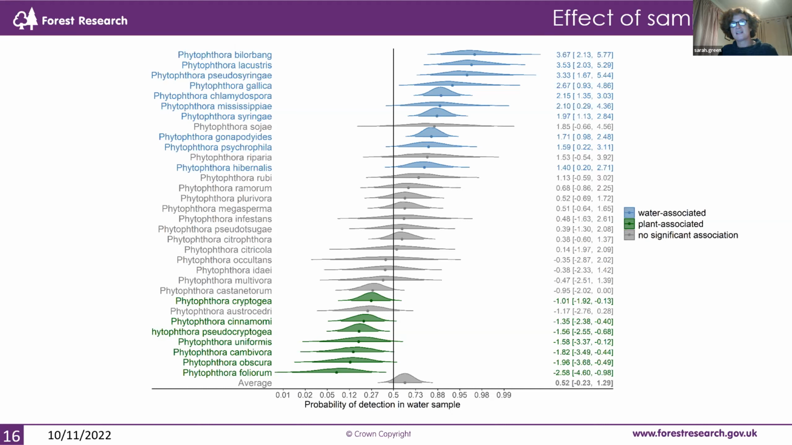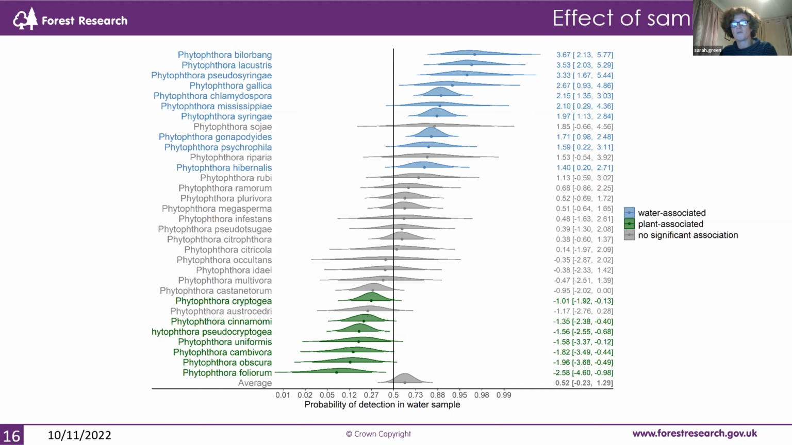But what is actually probably of most interest is these ones in grey in the middle, because they're equally likely to be found in water or root samples. So therefore, they would have perhaps a wider ability to spread. Their lifestyles allow them to spread equally in water or equally in the actual host. And those do include some of the more important quarantine-regulated species.